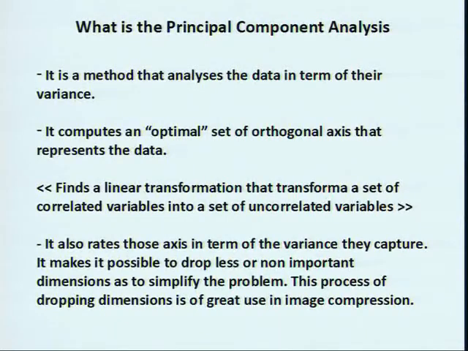The best definition I've ever heard of PCA, and the one that makes the most sense, is that it finds a linear transformation that transforms a set of correlated variables into a set of uncorrelated variables. The fact that the resulting components are uncorrelated is tied to the fact that they are orthogonal to one another. It also rates those axes in terms of the variance they capture. It makes it possible to drop less important or non-important dimensions so as to simplify the problem.